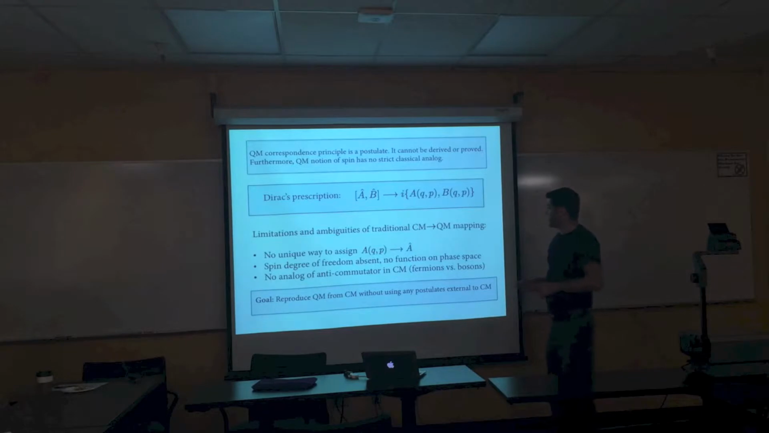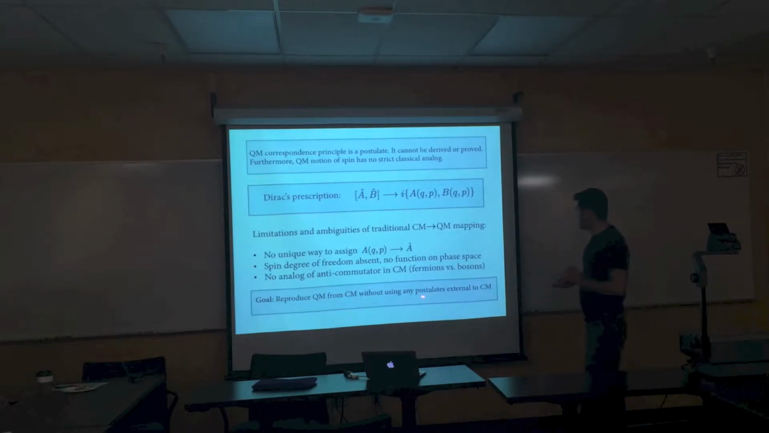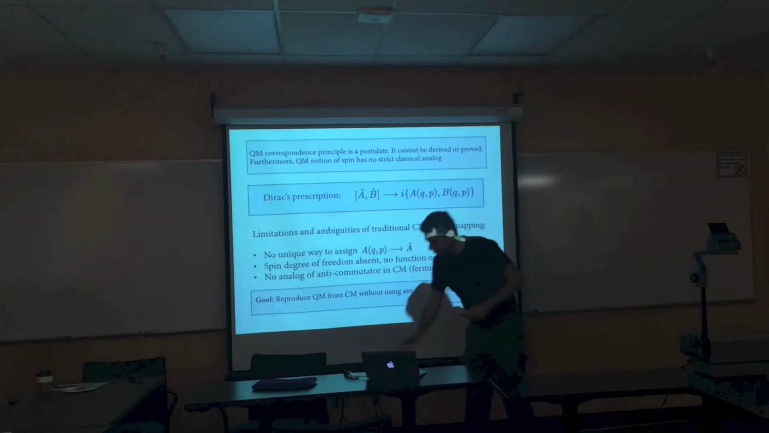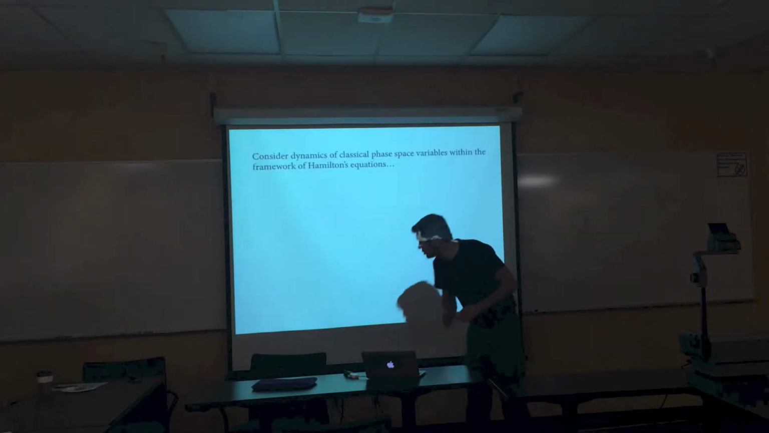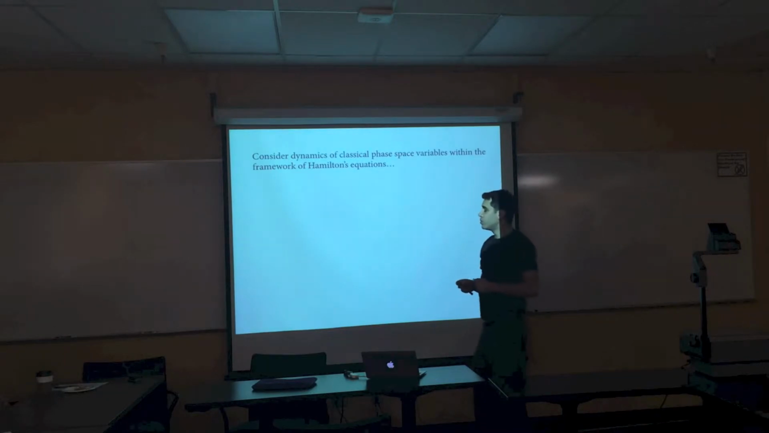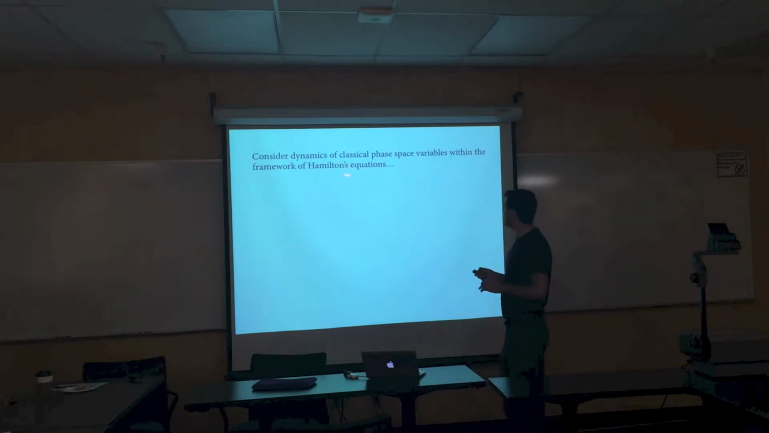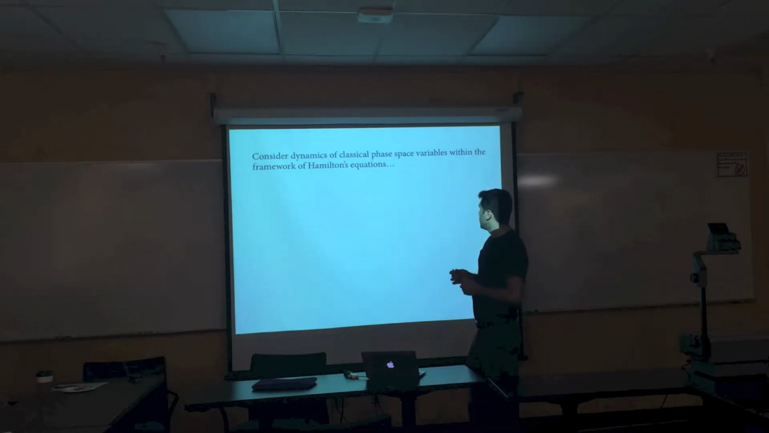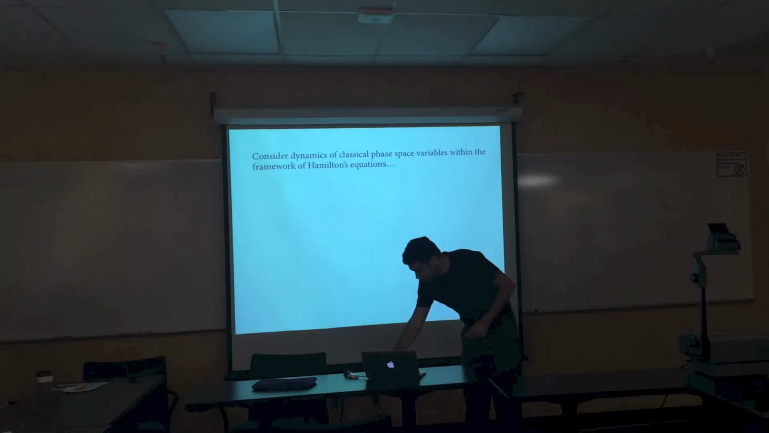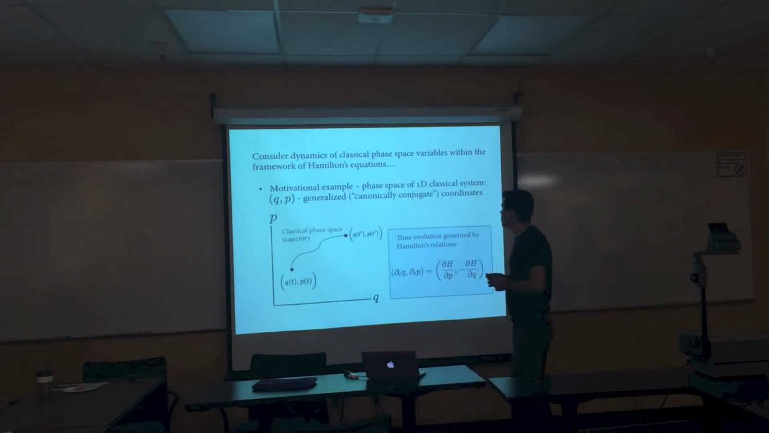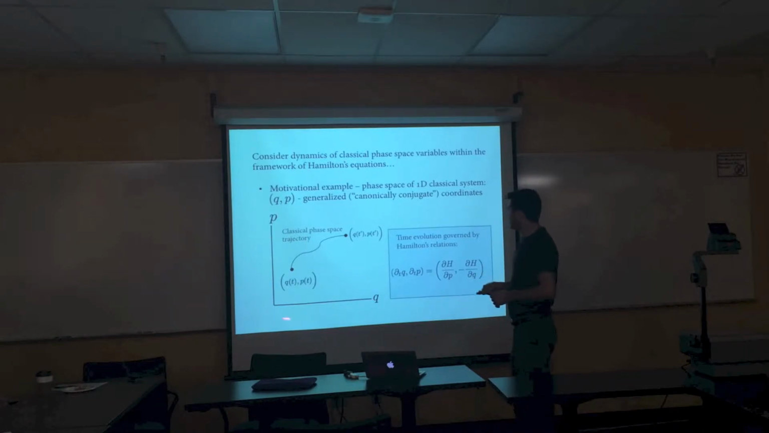So the goal of this talk will be to just reproduce conventional quantum mechanics from classical Hamiltonian mechanics without using any of these postulates. So here we go. So first, we'll consider a kind of motivational example. We'll consider dynamics of a classical phase space, which is parametrized by just two coordinates, P and Q, and under a particular Hamiltonian. Okay? So the phase space looks like this.